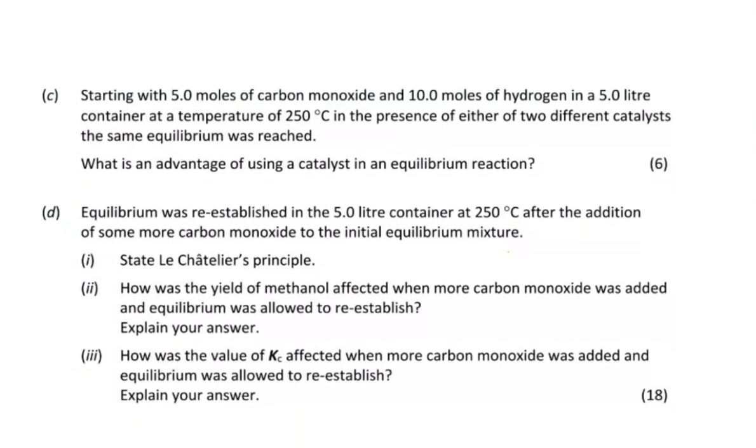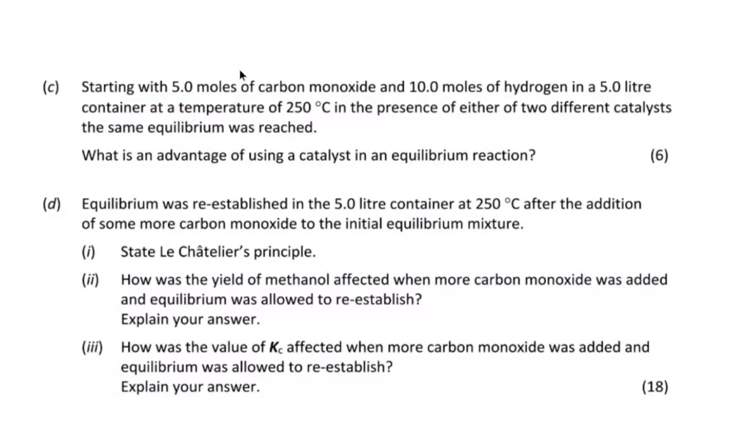Okay, move down to the next part of the question. Starting with 5 moles of carbon monoxide and 10 moles of hydrogen. Okay, this just goes on. And this question is simply, what is the advantage of using a catalyst in an equilibrium reaction? It arrives at equilibrium faster. So it doesn't change the Kc expression or the Kc value at all. It just, the system gets to equilibrium faster. That's all the catalyst does.